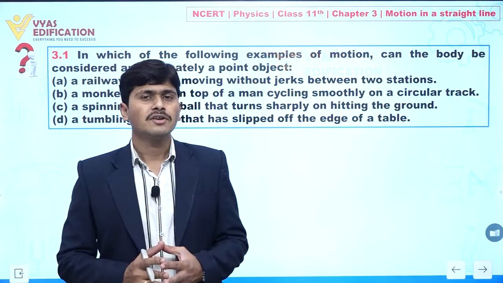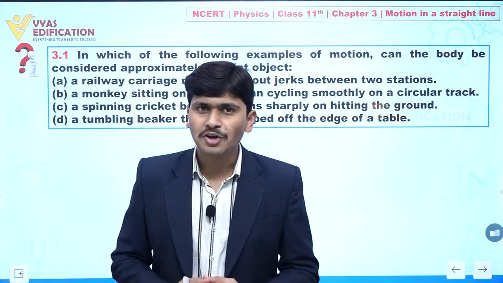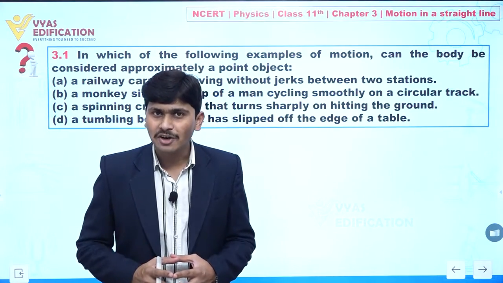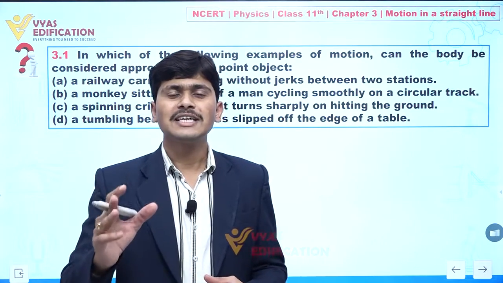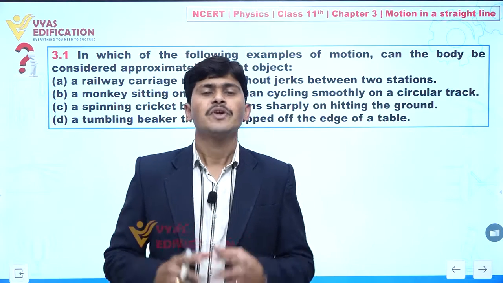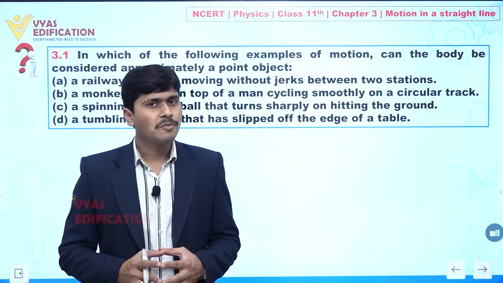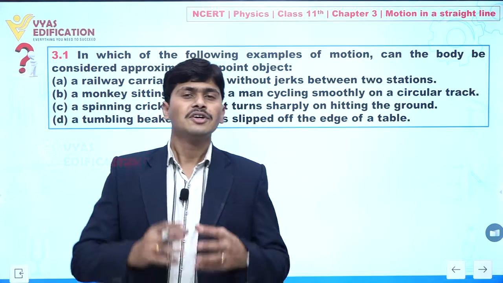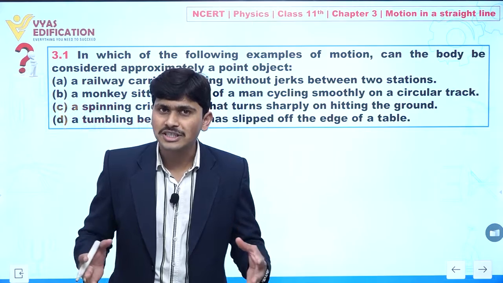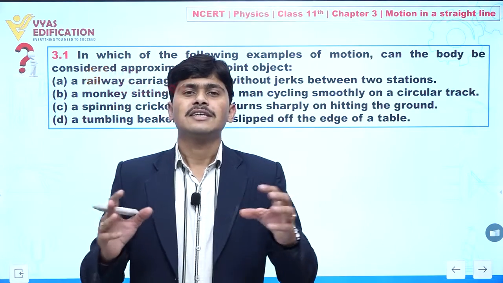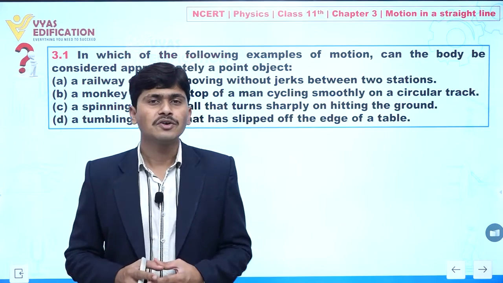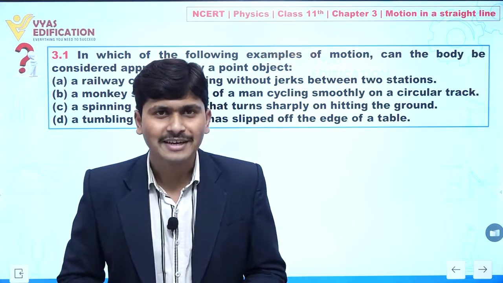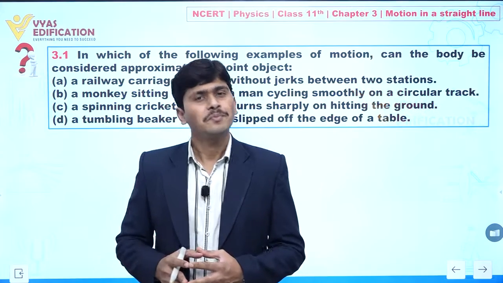Point object means what? When we can treat any object as a point object. When the distance covered by an object is very large compared to the size of the object, then we can say that the object can be treated as a point object. For example, the size of a locomotive engine, we can treat it as a point object compared to the distance covered by the locomotive between two stations. Clear? We can treat the sun and the earth as point objects because the distance between the sun and earth is very large compared to the size of the planet. Yes or no? So this is the concept of a point object.